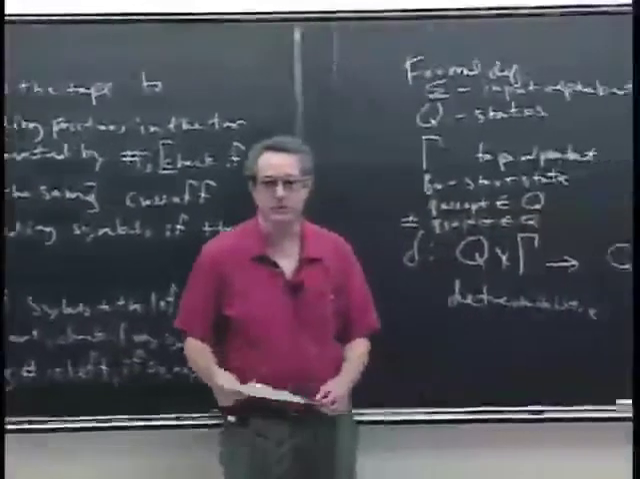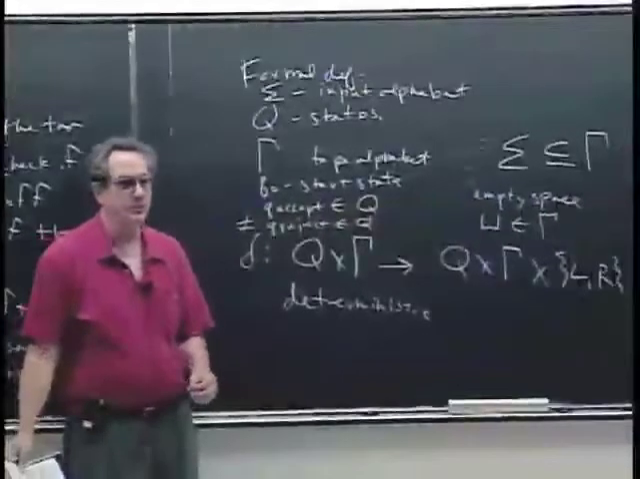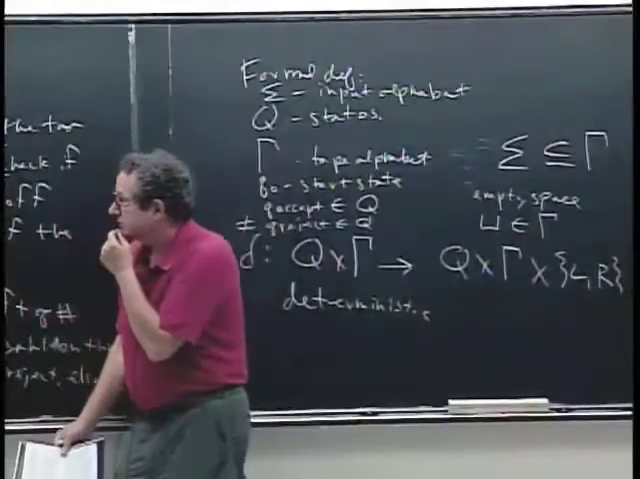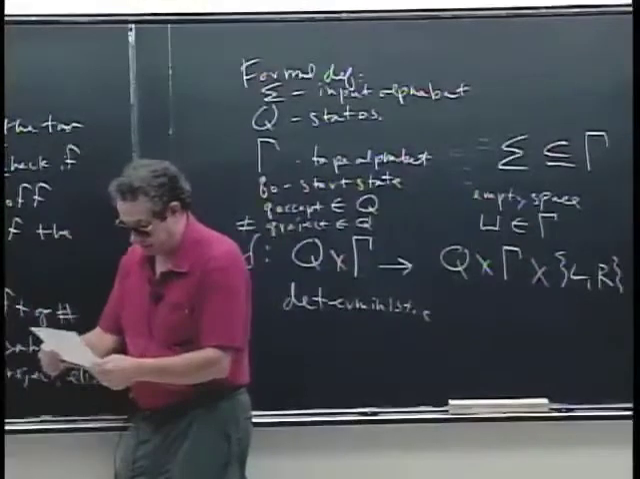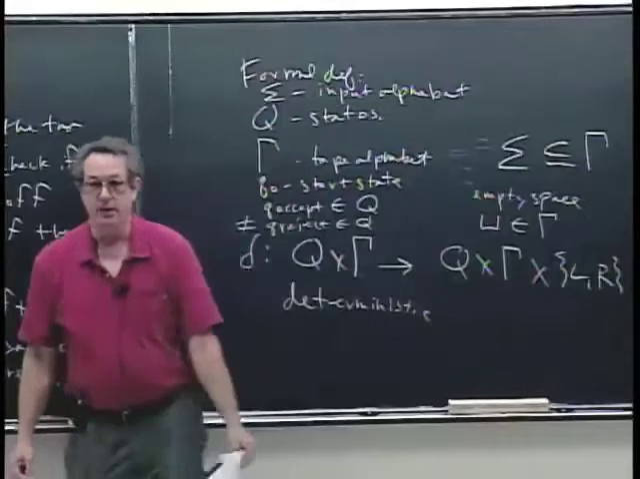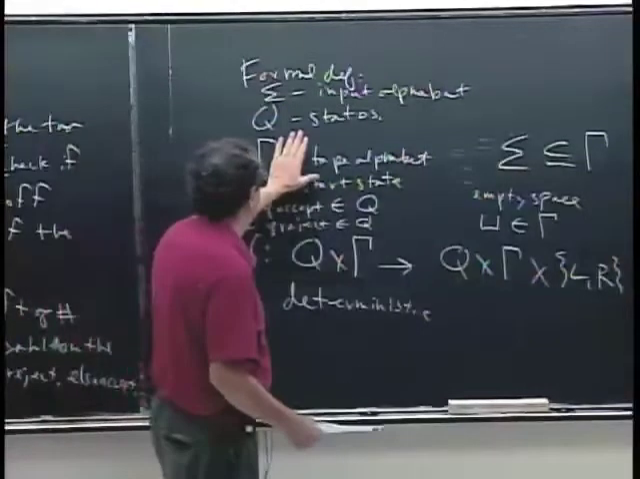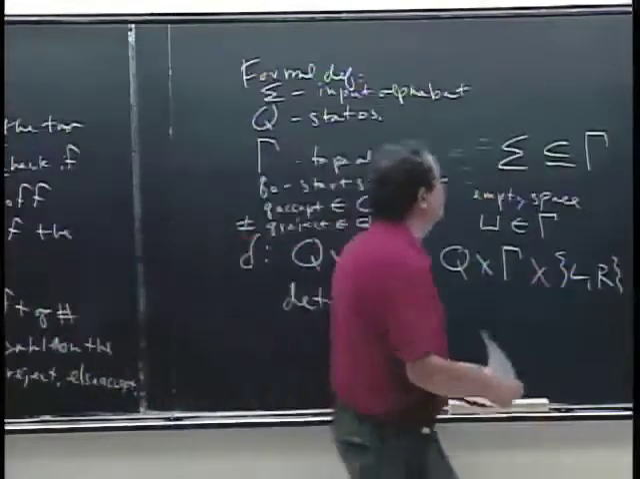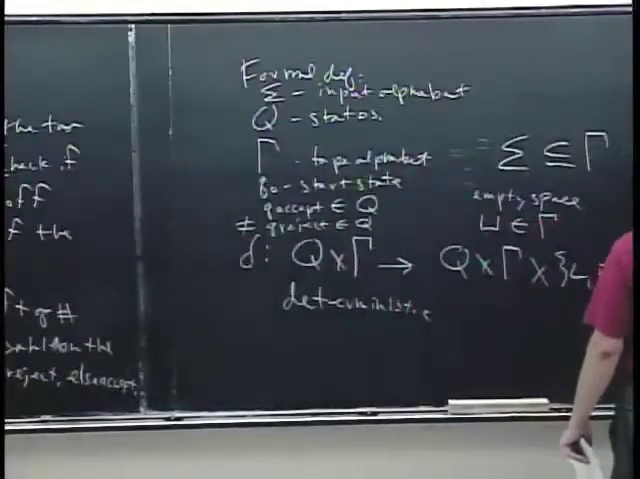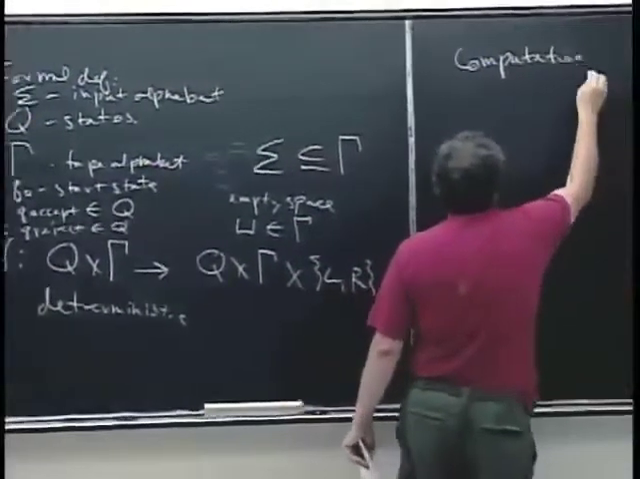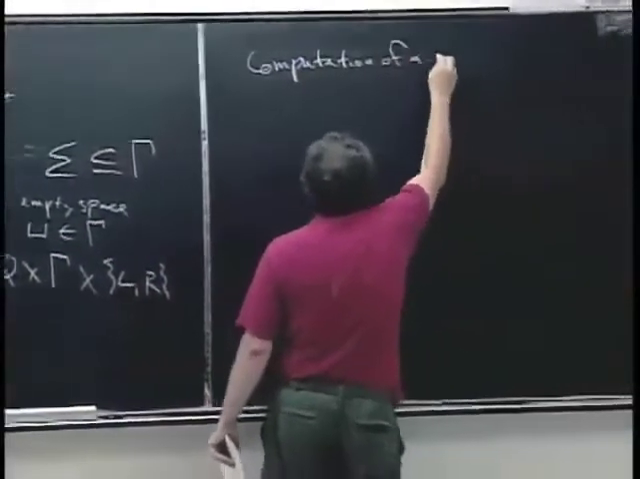We're going to do some Turing machine programming. Not this example, though. It might be in the book, and if it's not in the book, then maybe you can do it on your next homework. Okay, so this is a Turing machine, and Turing machines do computation. So we want to talk about the computation of a Turing machine.